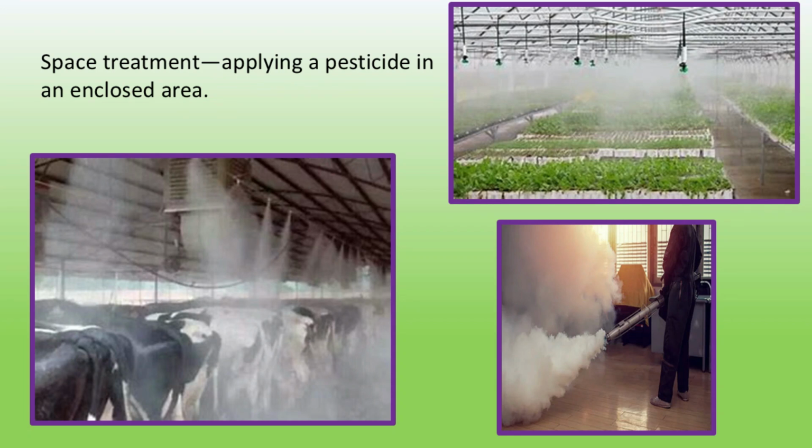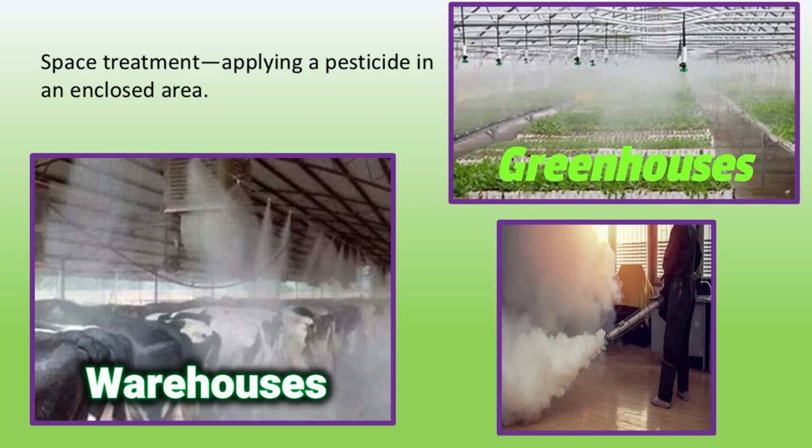The next type of treatment we're going to look at is a space treatment. This would involve applying a pesticide in an enclosed area. So this could be a lot of different things. As you can see in the upper right, this could be something in greenhouses. This is something I've seen in warehouses, in factories, in grain bins, in railroad cars. There's pretty much no limit to where this can be done.